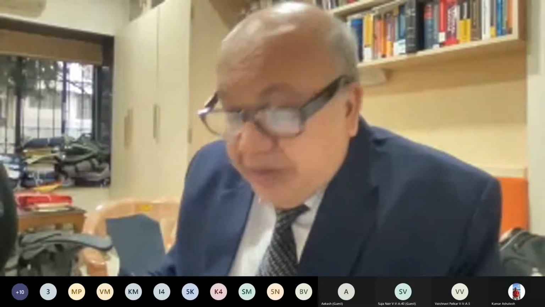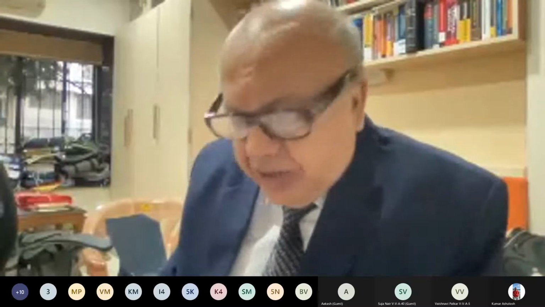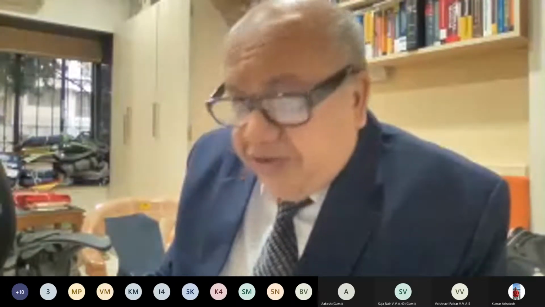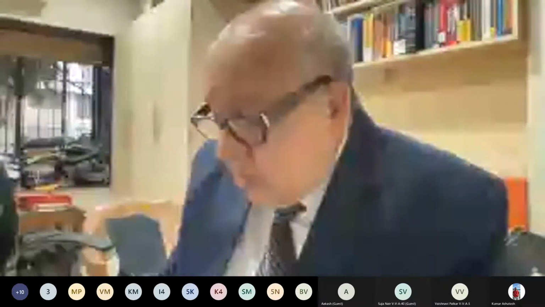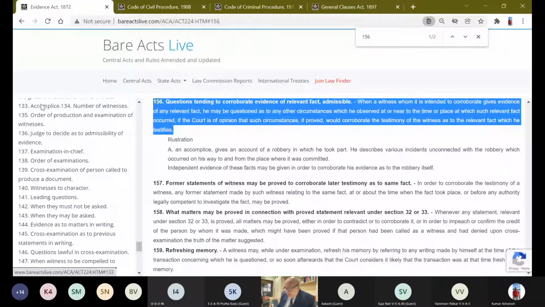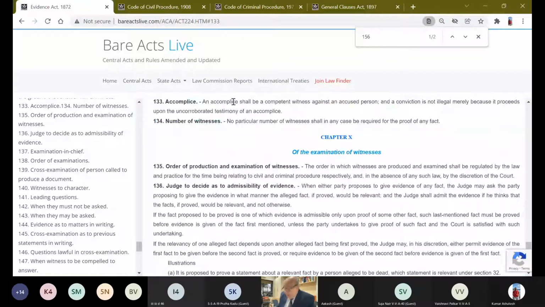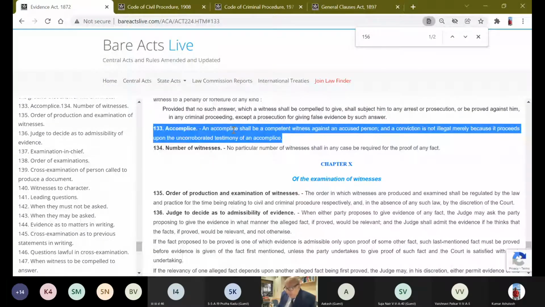133 says that, please remember this because we don't have to repeat the section again. Accomplice, see 133. An accomplice shall be a competent witness against an accused person, and a conviction is not illegal merely because it proceeds upon the uncorroborated testimony of the accomplice. So here it is totally a different scenario.